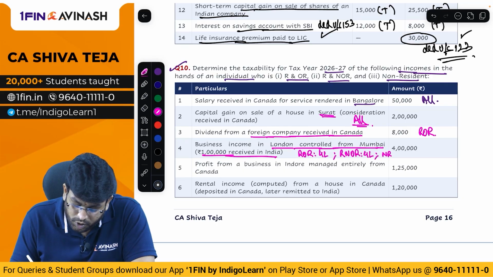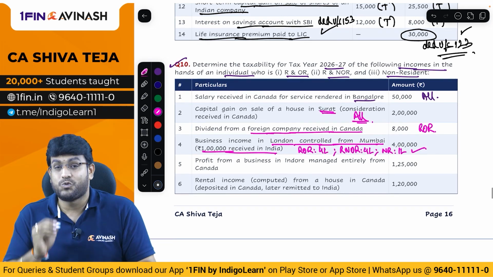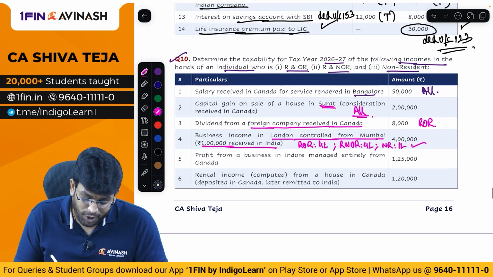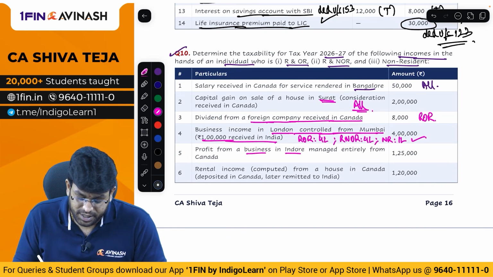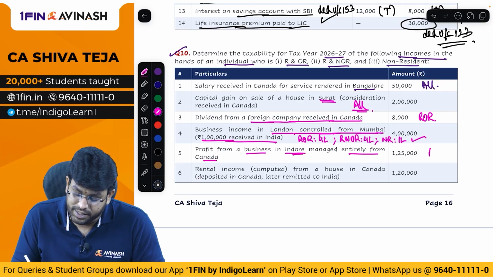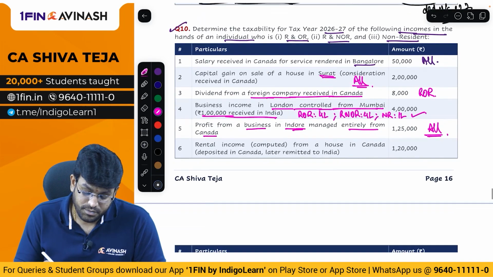And NR also we will take 1 lakh because 1 lakh is received in India. Superb concept. Profit from business in Indore managed entirely from Canada. Since business is in Indore, my dear friends, it is taxable for all.